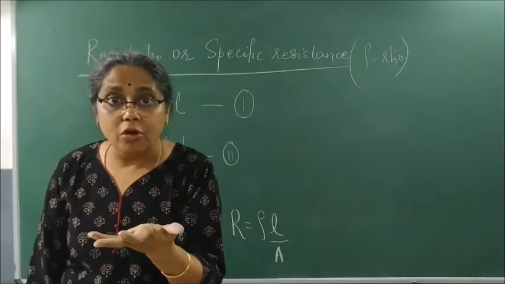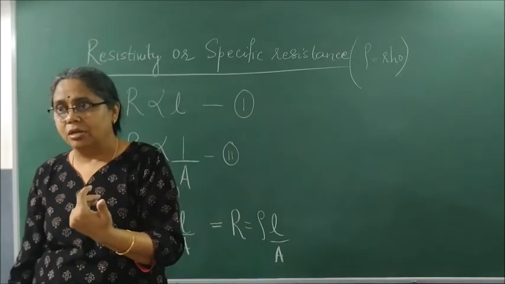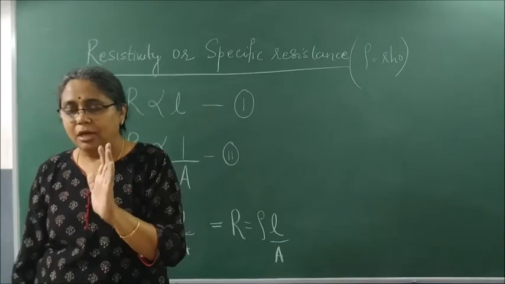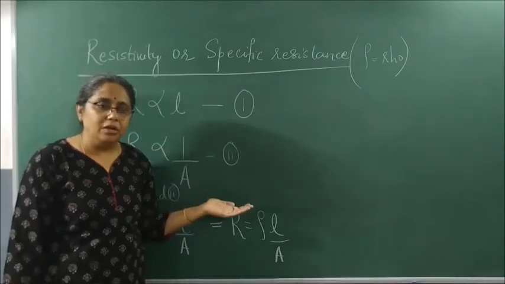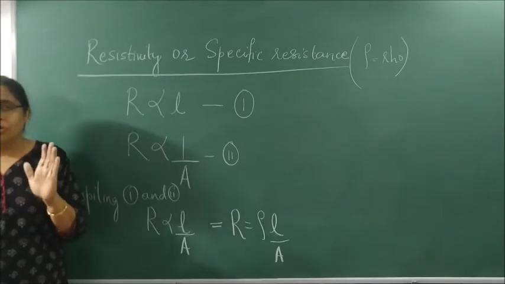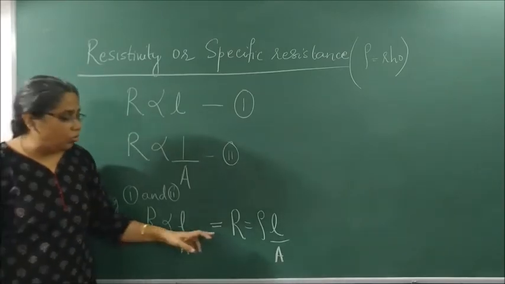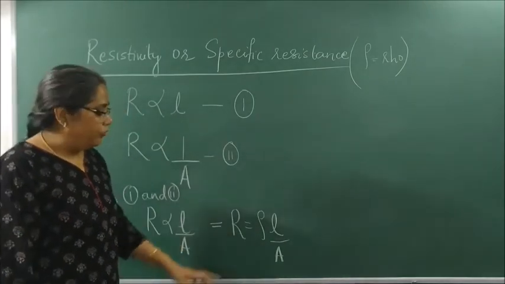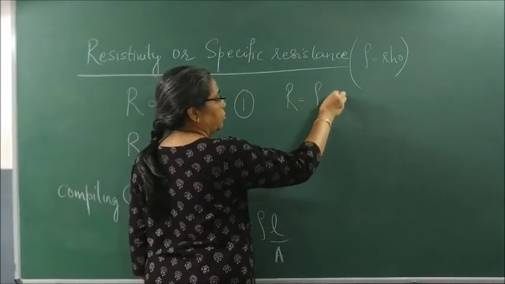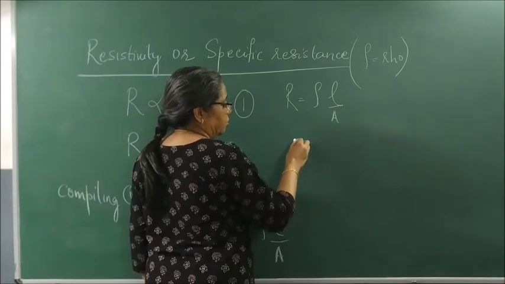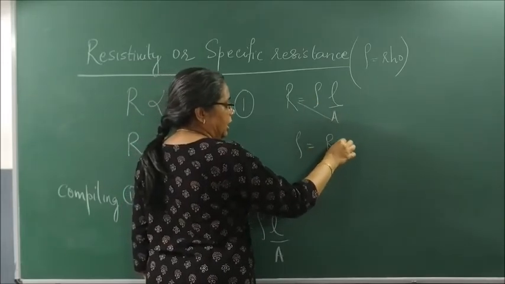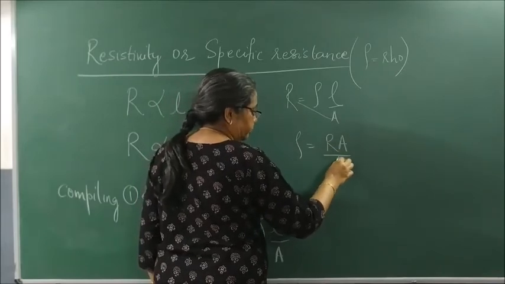The resistivity of silver is lowest and hence it is the best conductor of electricity. So for different metals, the resistivity will be specific or different. So now, what is the SI unit of rho? We know that R is equal to rho L by A. So rho is equal to what? Cross multiply. R A by L.